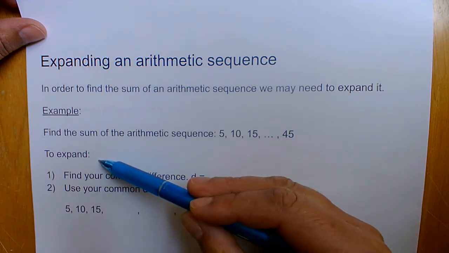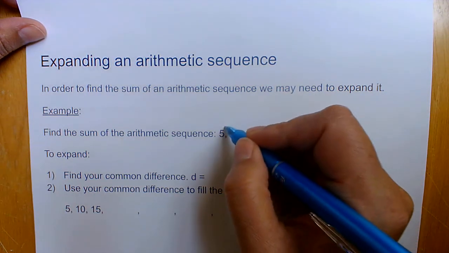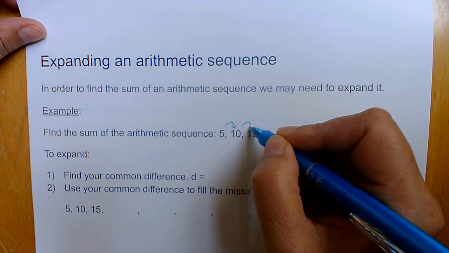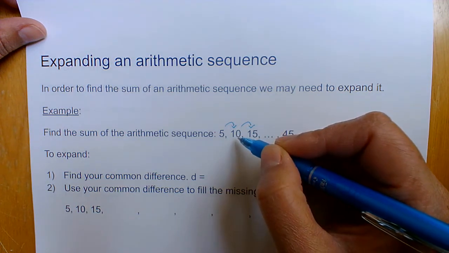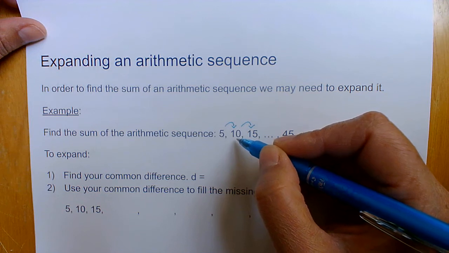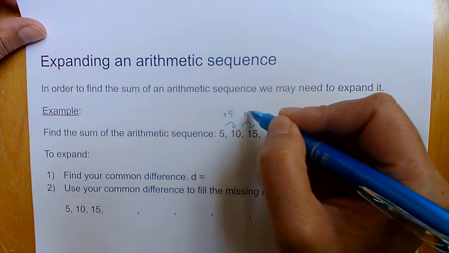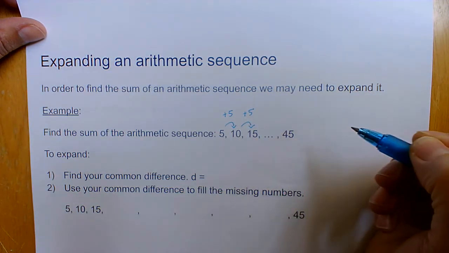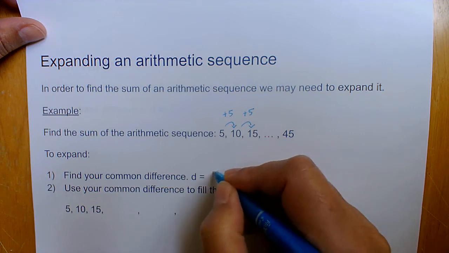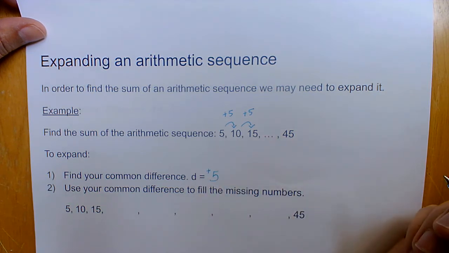Okay, to expand, first we have to find our common difference. So what do we do to get from one number to the next number? What we do to get from 5 to 10 is going to be the same exact thing that we do to get from 10 to 15. So I believe here we add 5. We keep going and adding 5, making this an arithmetic sequence with a common difference of 5. If you would like to put down plus 5, that's absolutely fine as well.